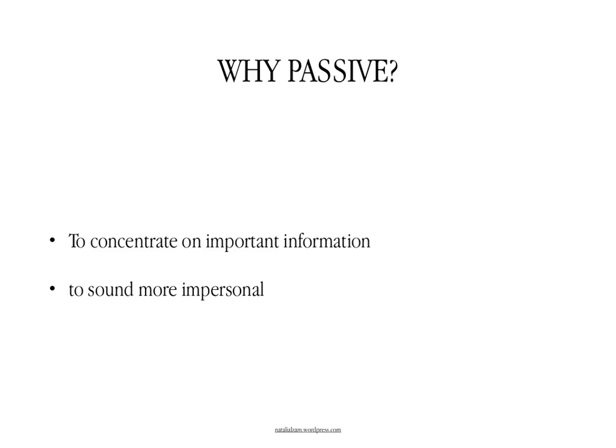There are two main reasons why you should use the passive voice in English, or why English tends to use it. Number one, because it allows you to concentrate on important information, and we will see some examples about that. So, with the passive voice, the important information comes first, at the very beginning of a sentence. The other reason why you may want to use a passive sentence is that it allows you to sound somehow more impersonal. And again, we will see some examples about that.